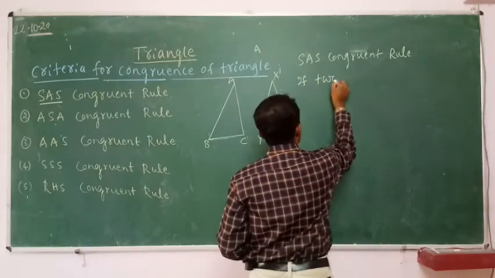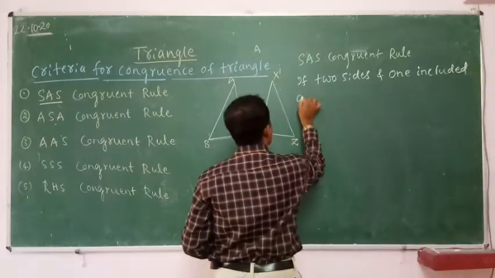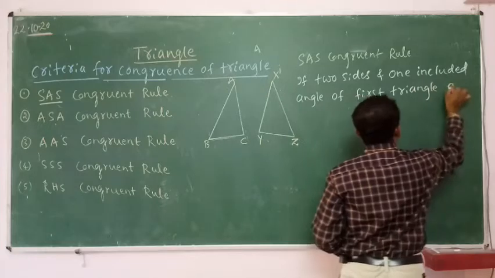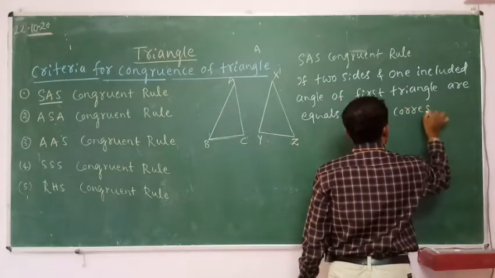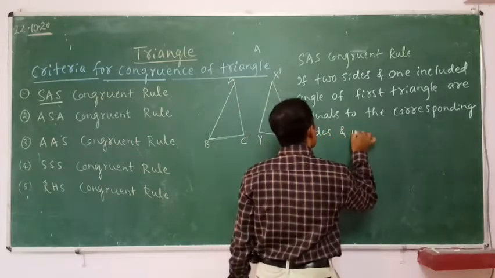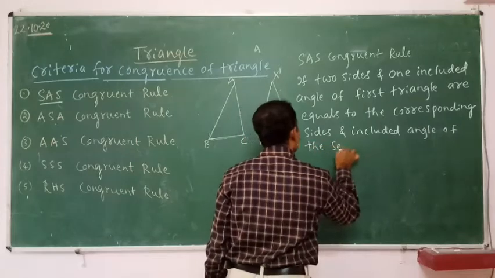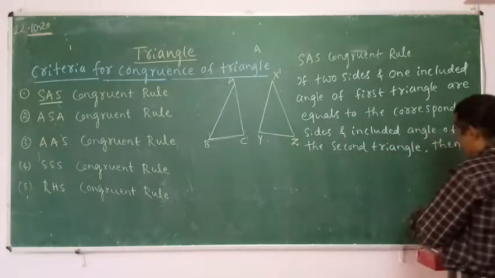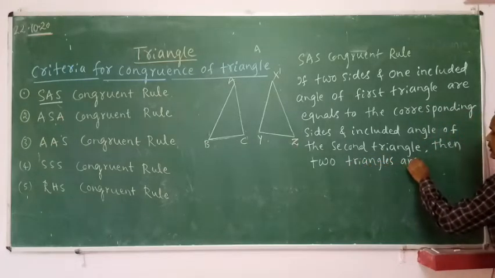If two sides and one included angle of the first triangle are equal to the corresponding sides and included angle of the second triangle, then the two triangles are congruent.